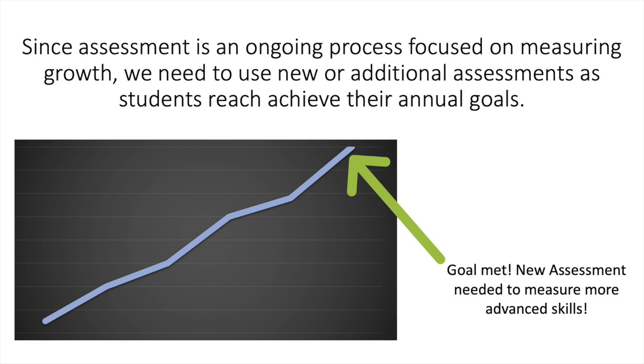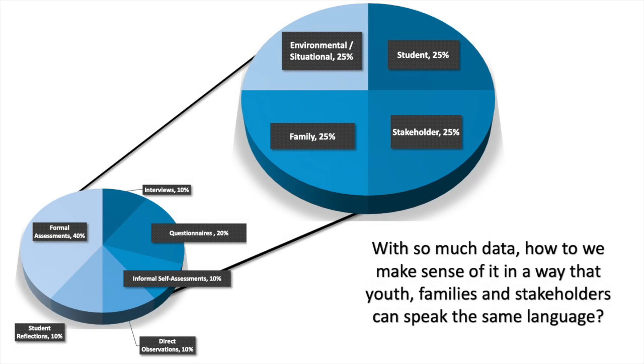Given that we focus on figuring out where students are in order to make data-informed decisions about where they want to go and how close they are to getting there, a tool like this really wouldn't support that effort. We need to match what our students can do with a tool that measures where they are and above their current level of performance, so then we can measure their growth over time. So, with so much data, how do we make sense of it in a way that youth, families, and stakeholders can speak the same language? That's the big question.